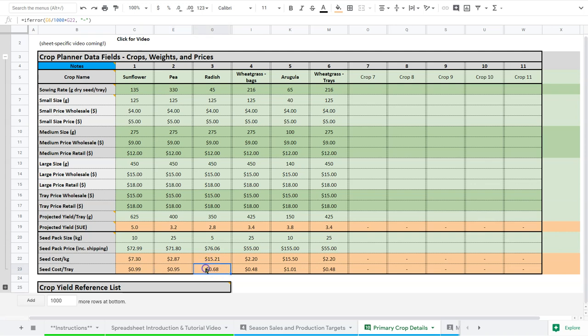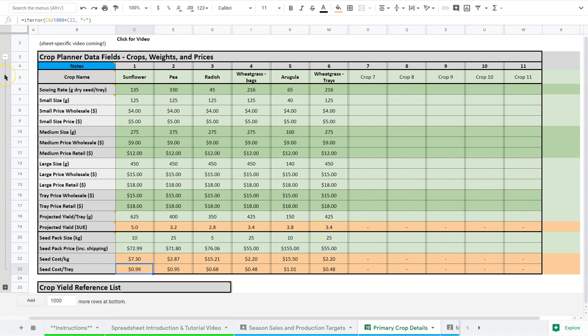You can see each of these crops have their own value for seed based on how much is sown and the price of the seed. Something like wheatgrass is fairly inexpensive. Arugula and sunflower, you can see, are a little on the higher end. So these calculations are all done for you. Once again, only enter stuff into the green and let the orange calculations happen for you.